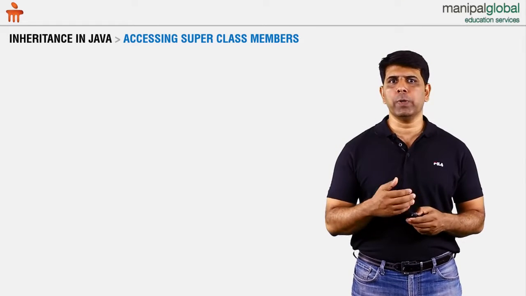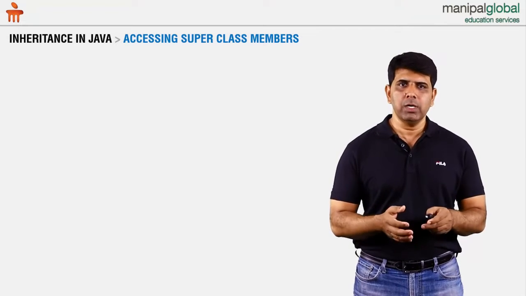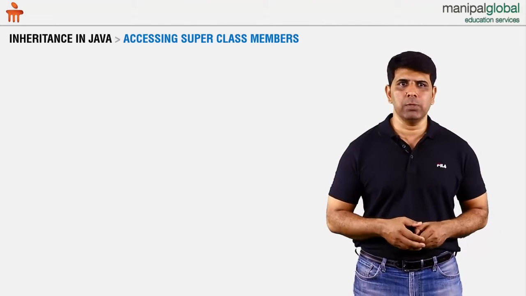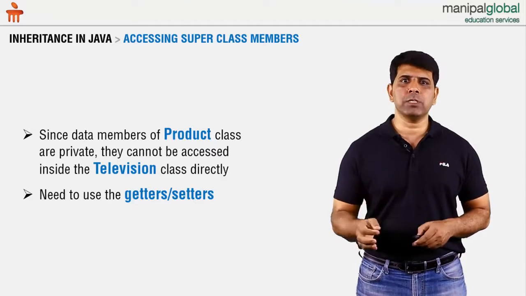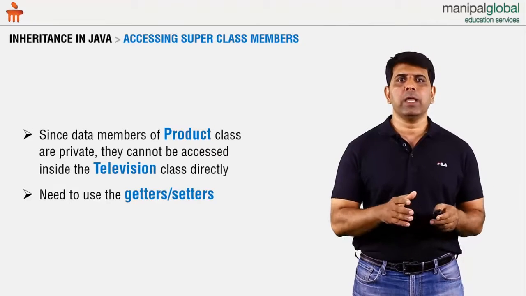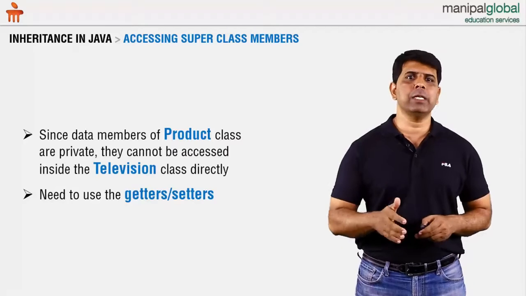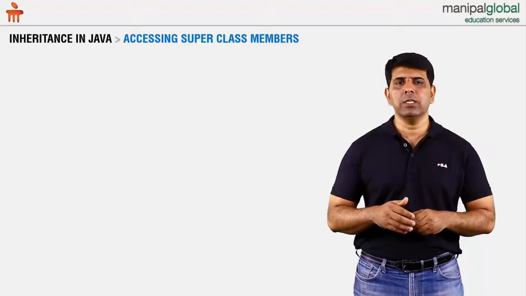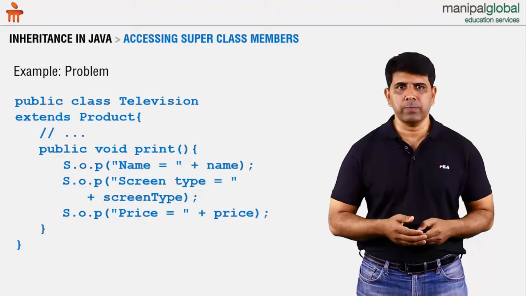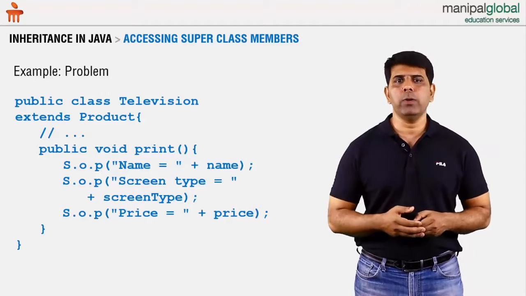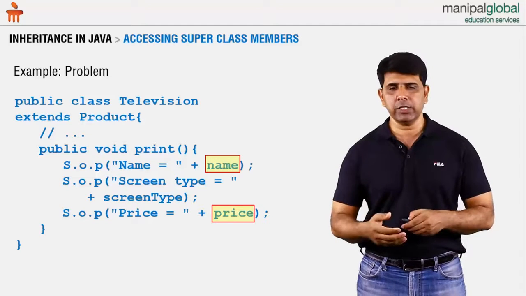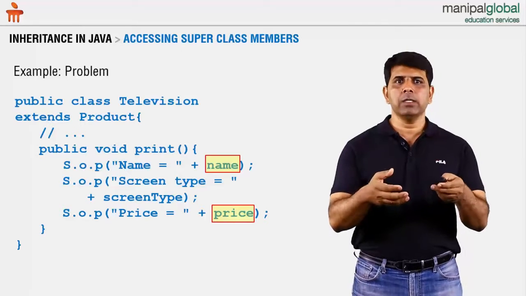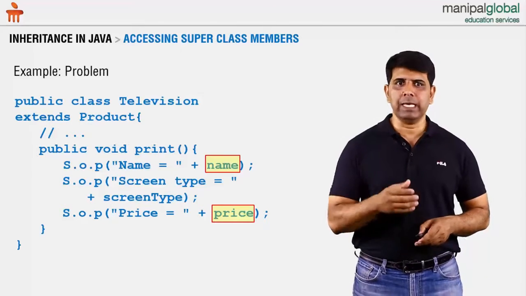Now, once you have this superclass-subclass relationship, using a subclass object, how would we access the superclass variables? Since the data members of the product class are private, they cannot be accessed from inside the television class directly. For example, if you try to access the members like this, so we have a print function where we are trying to print the name and price, while name and price are inherited member variables.